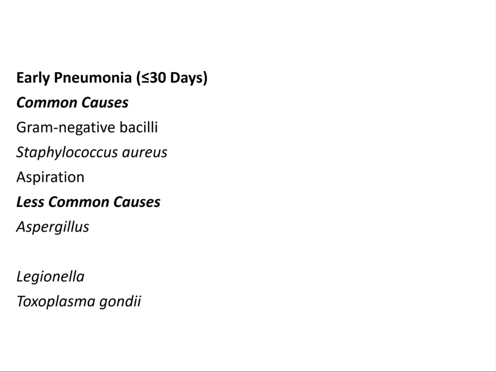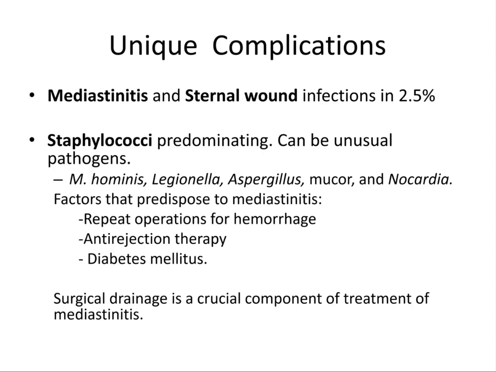This just gives you an idea. Gram-negative pneumonias, you may not really think of, but they happen, followed by Staph aureus. Aspiration is a big issue in people with thoracic surgery, and especially in lung transplant, if they are prone to recurrent aspiration, they get that fixed first. And then think about Aspergillus, Legionella, and Toxo in heart. Not going to go through that.